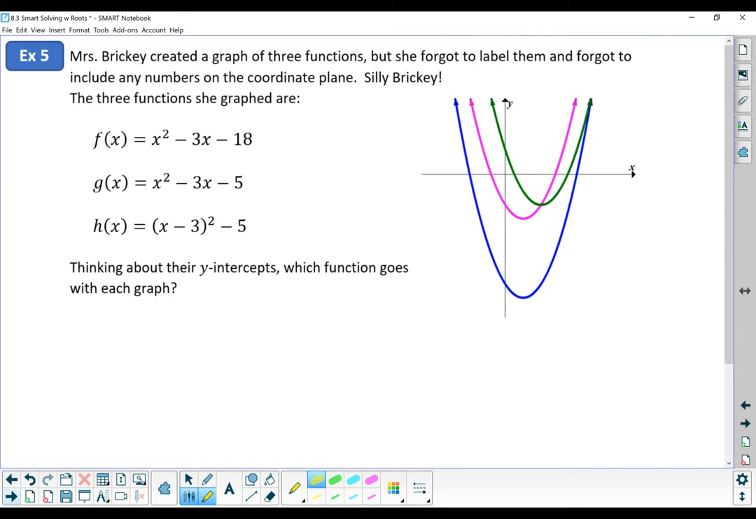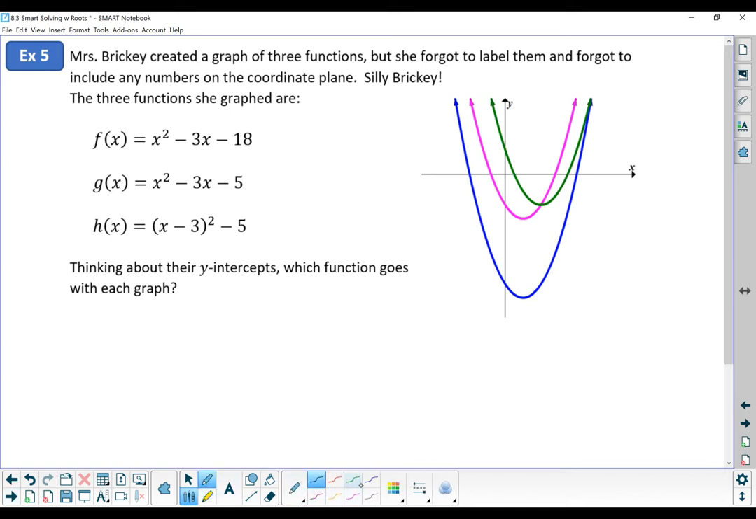All right, so Mrs. Brickey created a graph of three functions, but she forgot to label them and forgot to include any numbers on the coordinate plane. Silly me. These are the three functions that I graphed. Thinking about the y-intercept of the function, which function goes with each graph?